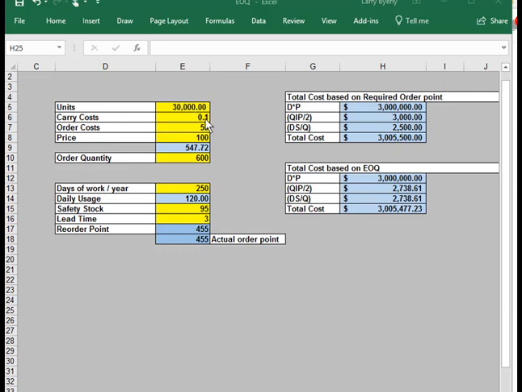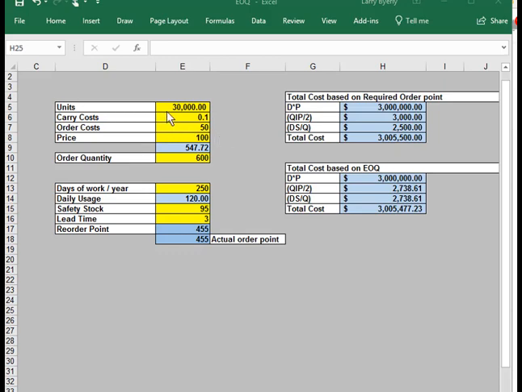The carrying cost, typically described as a percentage. What are the carrying costs as a percentage of the price? And finally, what are the order costs? Every time you place an order, there is an expense associated with placing that order. Could be personnel, could be other types of overhead that could go into this cost, but there is an order cost.